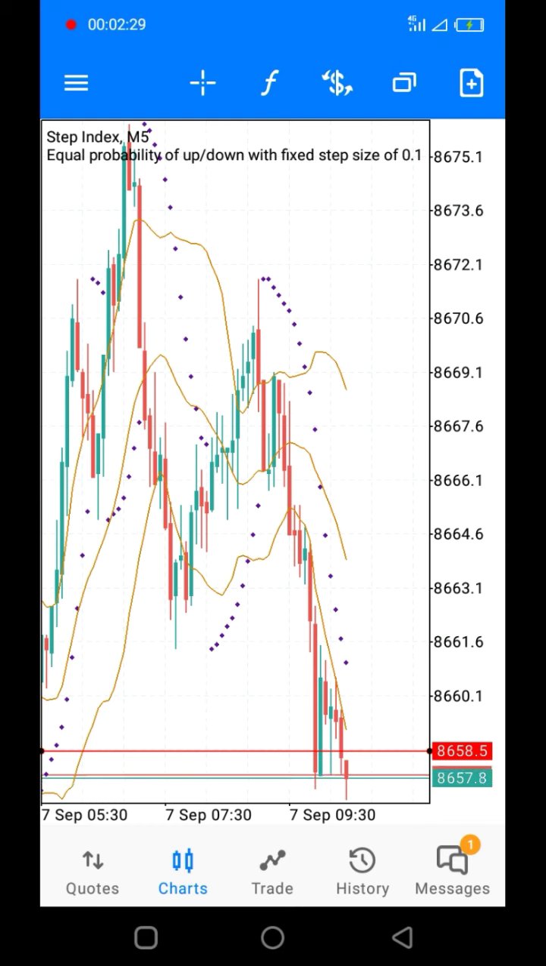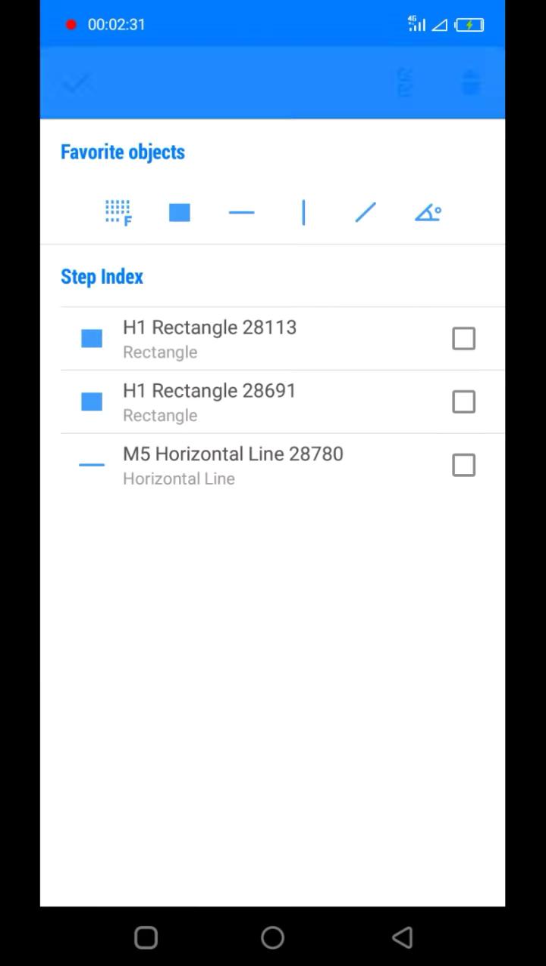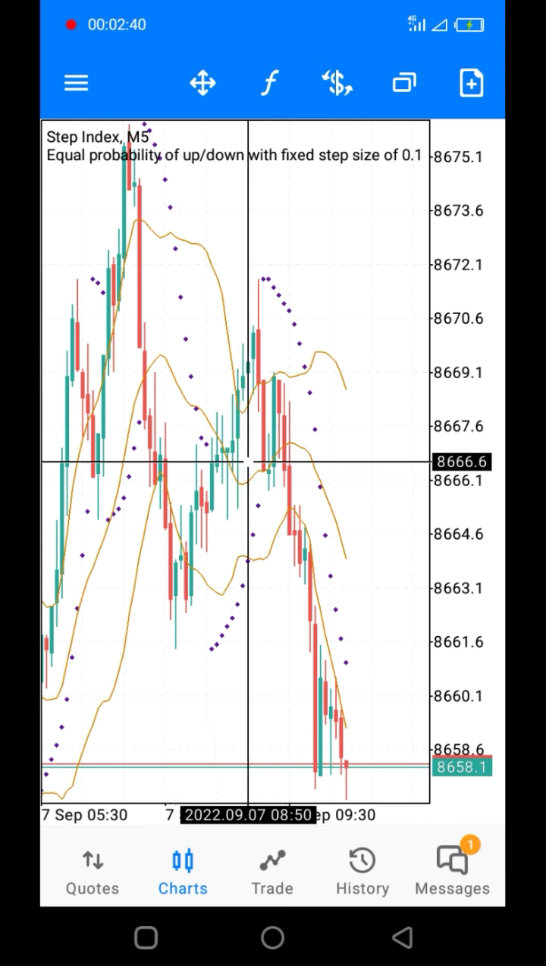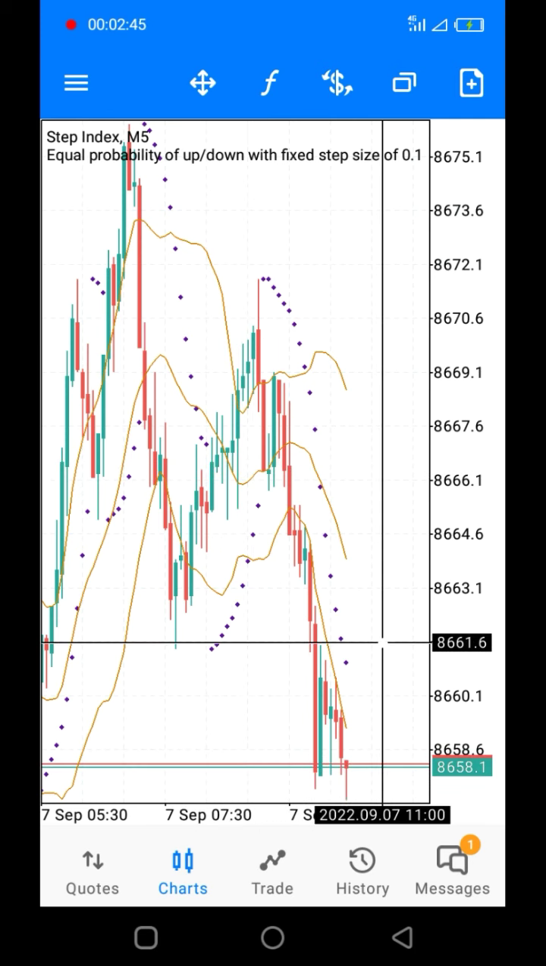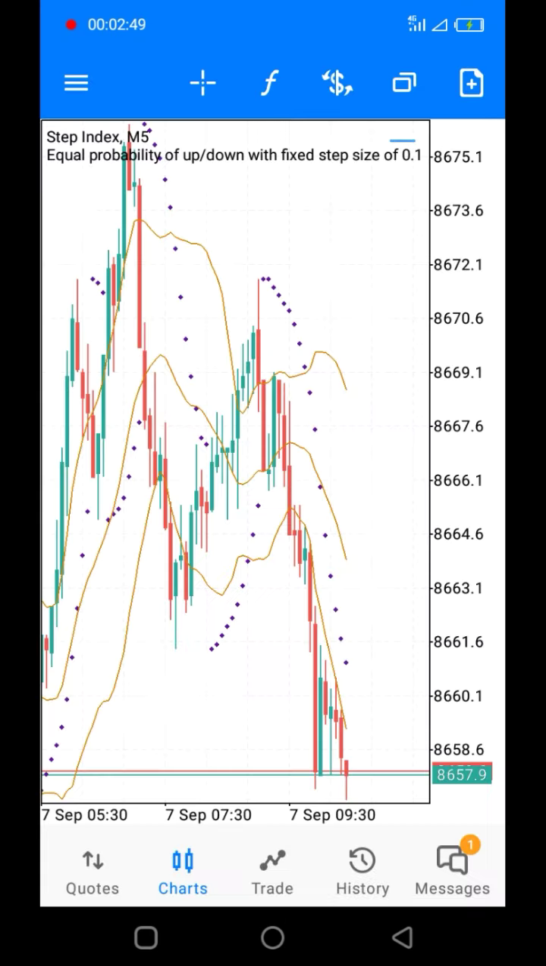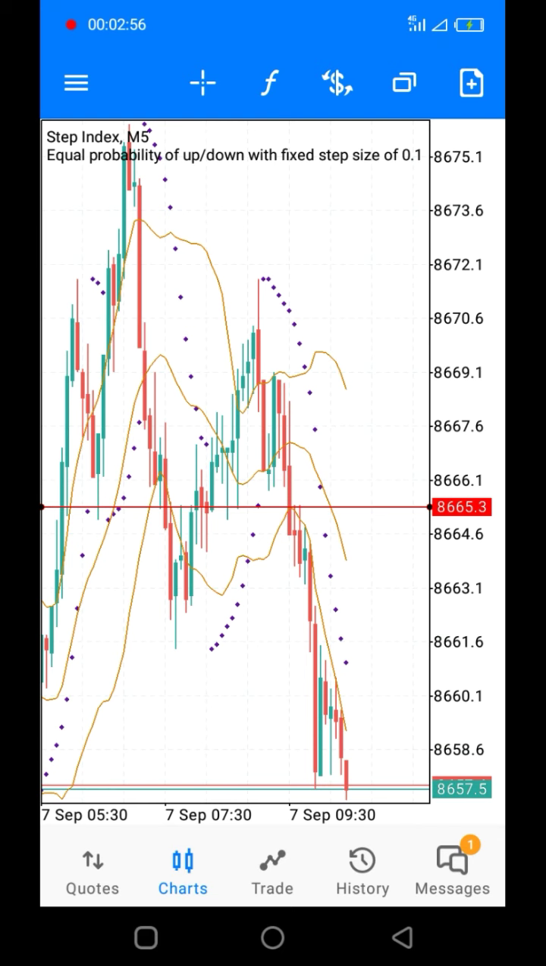So what are you going to do? Let me remove the existing ones. So let us come back. I will just stay on the 5 minutes chart and I'm going to explain. Let us assume you enter this particular trade here. This is our entry. Our entry zone is around 8664. Yes, 8665.3. That is our entry.